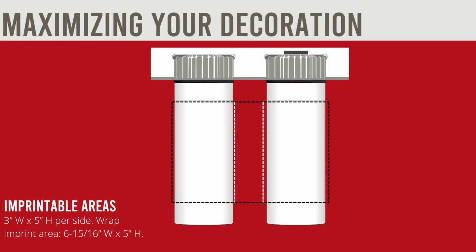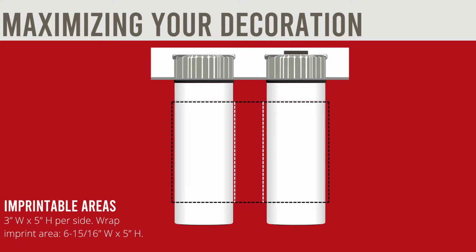Okay, real quickly, we want to talk about maximizing your decoration. If you don't have a lot of time, you're usually going to go with whatever the stock decoration area is. And so if you're talking about drinkware, for example, this particular item has either a 3-inch wide by 5-inch high imprint per side. So if you were co-branding something, you want to put your logo on one side and someone else's logo on the other side, you can do that. Or you want to put the same logo on one side and the same logo on the other side, you can do that.